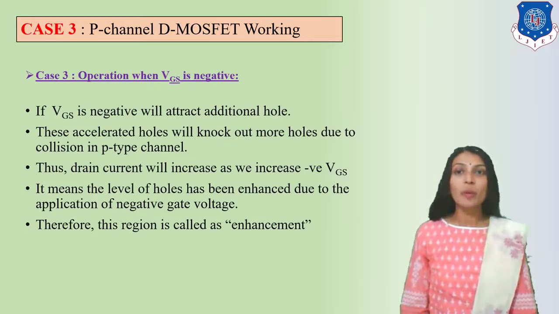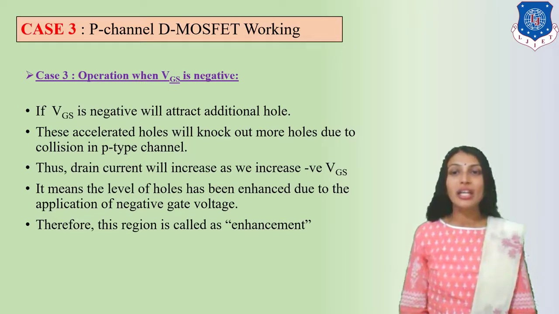And in case 3, operation when VGS is negative. If VGS is negative, then it will attract the additional holes, and these accelerated holes will knock out more holes due to collision in the P-type channel. Thus, drain current will increase, and as we increase negative VGS, the drain current ID will increase. It means that the level of holes has been enhanced due to the application of negative gate voltage. Therefore, this region is known as enhancement.